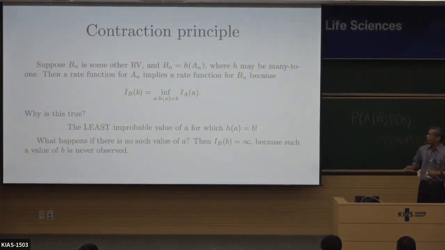But one thing I want to say. Suppose we have some function of a random variable. So a_n is some set of random variables for which we know the rate function. Now I ask you, what's the rate function for some function like tanh of that random variable, just for example? Then how do we find this? This is called the contraction principle, and what it says is if you know the rate function of a_n, then you can easily find the rate function of b_n. Just in this way: the rate function of b at b is the least value of the rate function at all values of a such that that function h of a is equal to b.